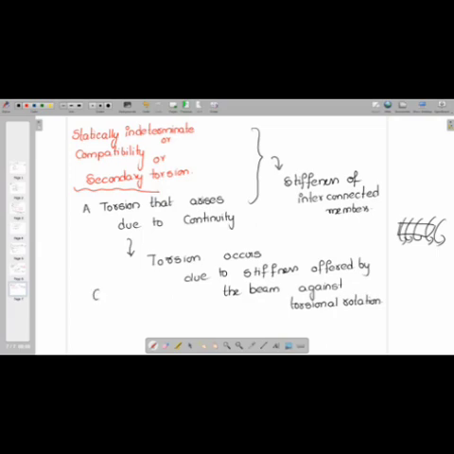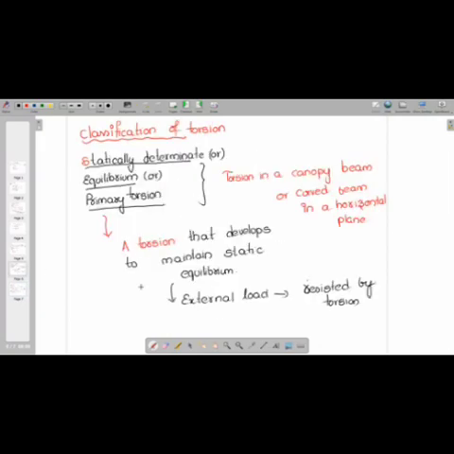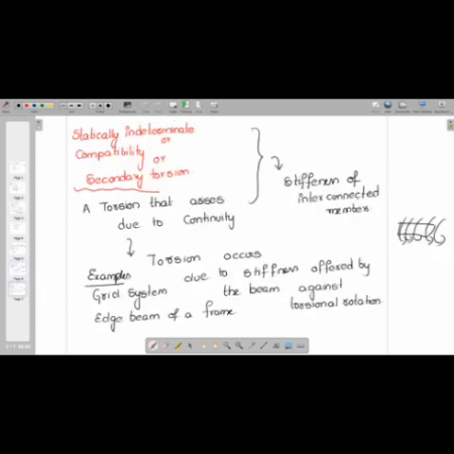Example: you can say the grid system, which I have shown you, or the edge beam of a frame. The edge beam of a frame is also a better example of compatibility torsion or secondary torsion. See, students, examples can be asked. Which of the following will be subjected to primary torsion and which to secondary torsion? So here you should see, these are the examples for primary torsion, and these are the examples for secondary torsion.